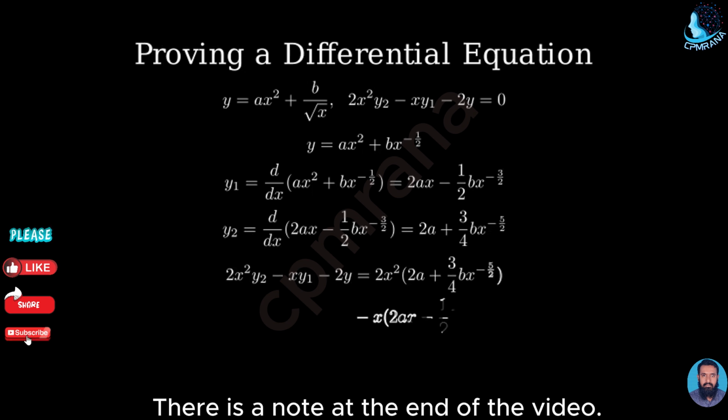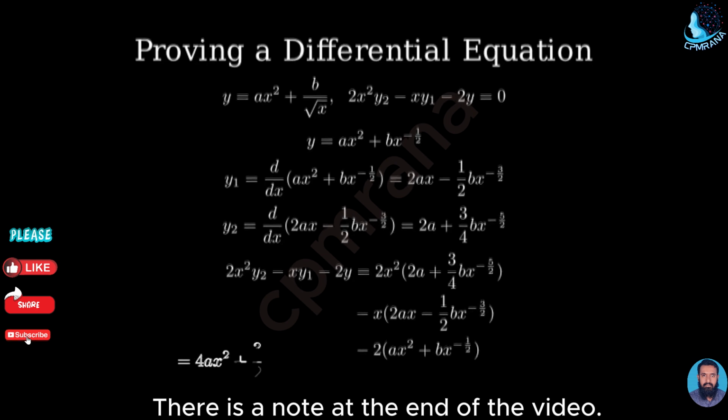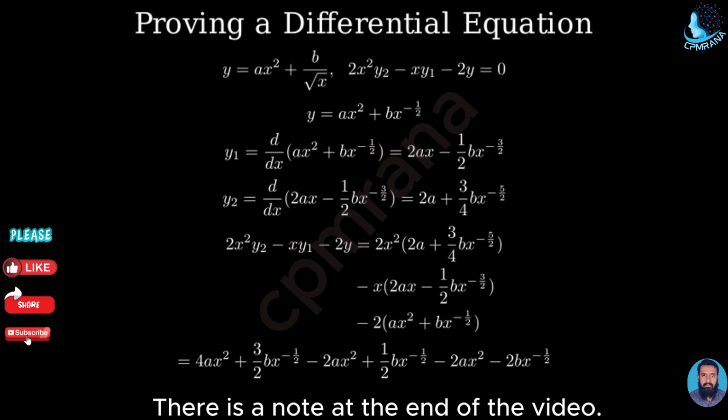We substitute y2, y1, and y into the expression 2x squared y2 minus x y1 minus 2y. Let's expand this expression. First term gives us 4ax squared plus 3/2 bx to the negative 1/2. The second term gives us negative 2ax squared plus 1/2 bx to the negative 1/2. And the last term gives us negative 2ax squared minus 2bx to the negative 1/2.